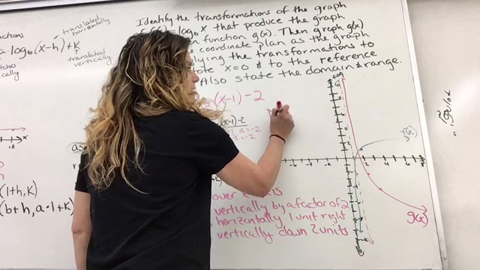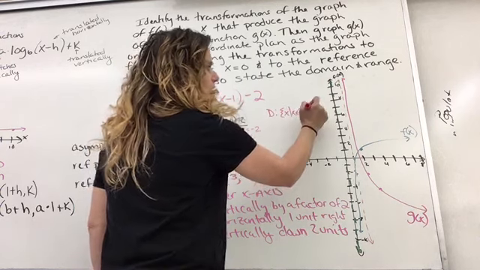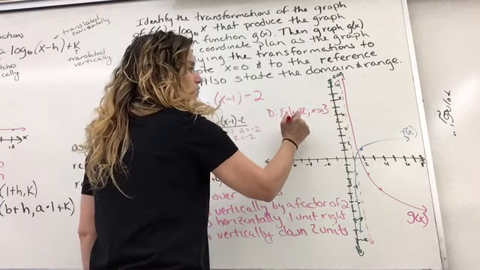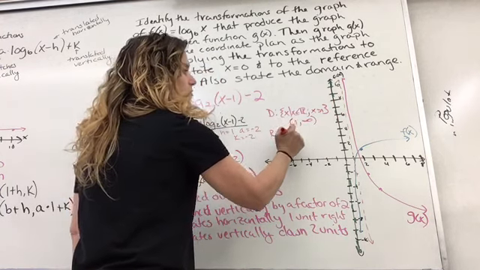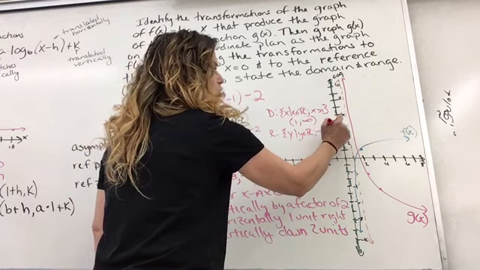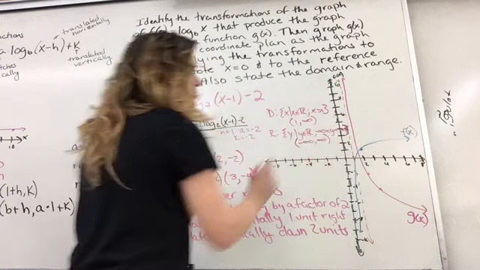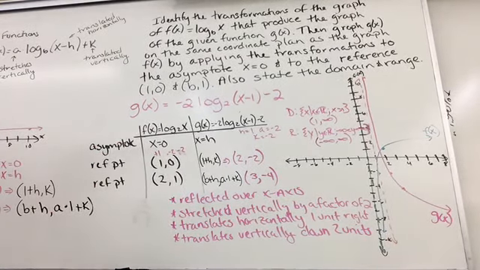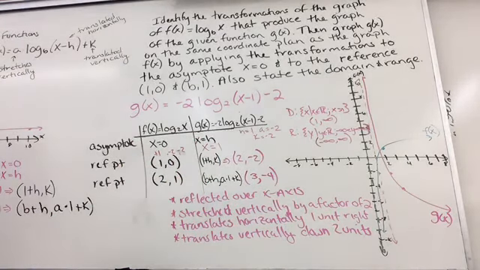So your domain, x such that x is an element of the reals, x is greater than 1 because it's to the right of 1. That means in interval notation it goes from 1 to positive infinity. Our range is y such that y is an element of the reals, and in interval notation, negative infinity to positive infinity. Our asymptote here, x equals h, since h is 1, would be x equals 1.